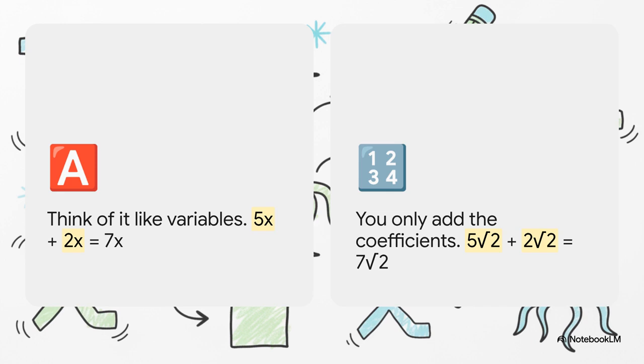Just like 5x plus 2x is 7x, well, 5 times the square root of 2 plus 2 times the square root of 2 is 7 times the square root of 2. See? The radical part, the square root of 2, it just acts like the x. As long as it's identical, you just add or subtract the numbers out front, the coefficients.